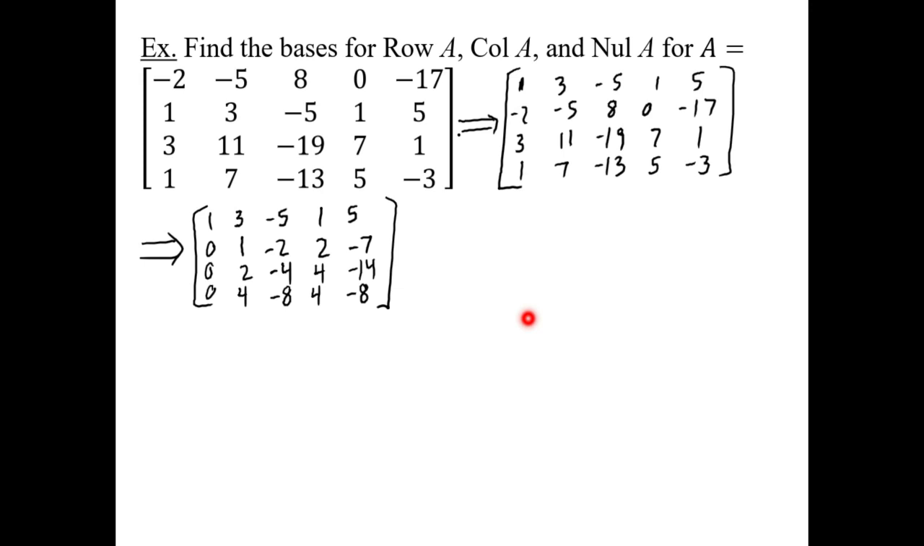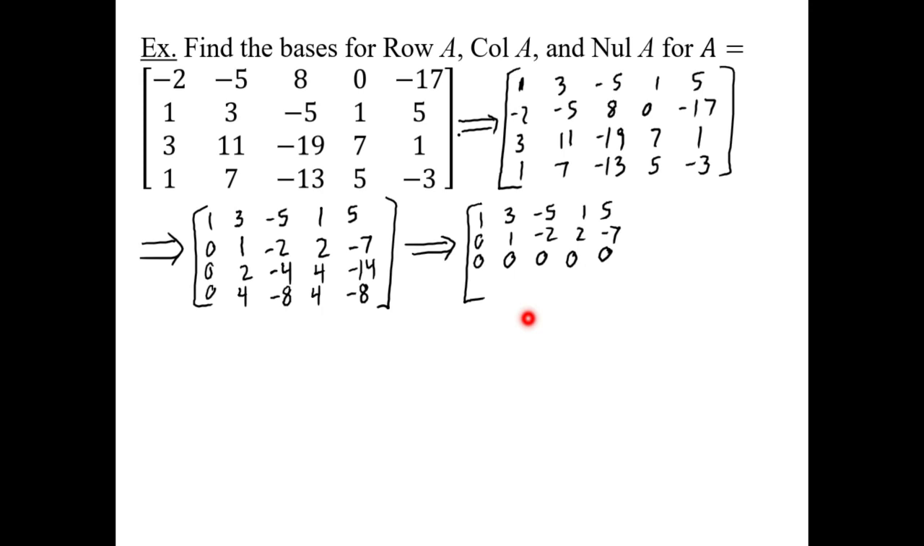That's interesting. Okay. Top row is fine. I don't know why I'm squishing these. Oh, I know, because I need more space. We got 1, 3, -5, 1, 5. 0, 1, -2, 2, -7. Okay. Second row times -2 plus the third row. So 0, 0, 0, 0. Oh, 0. Okay, fine.